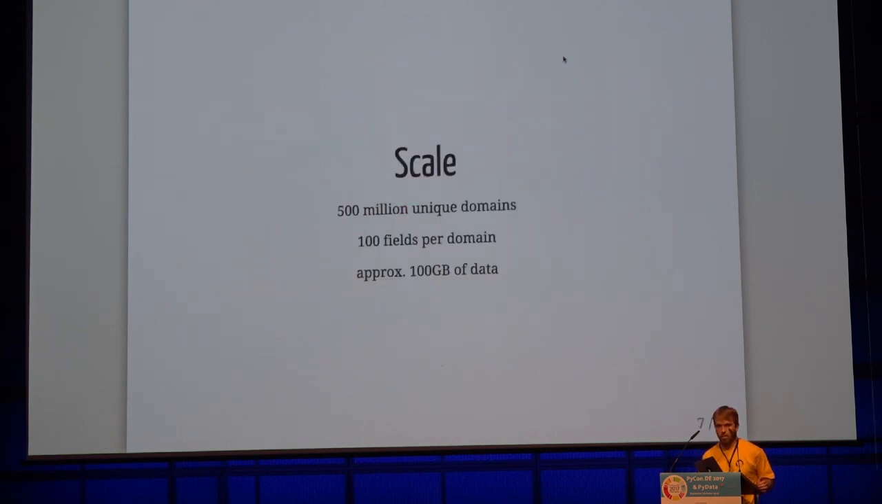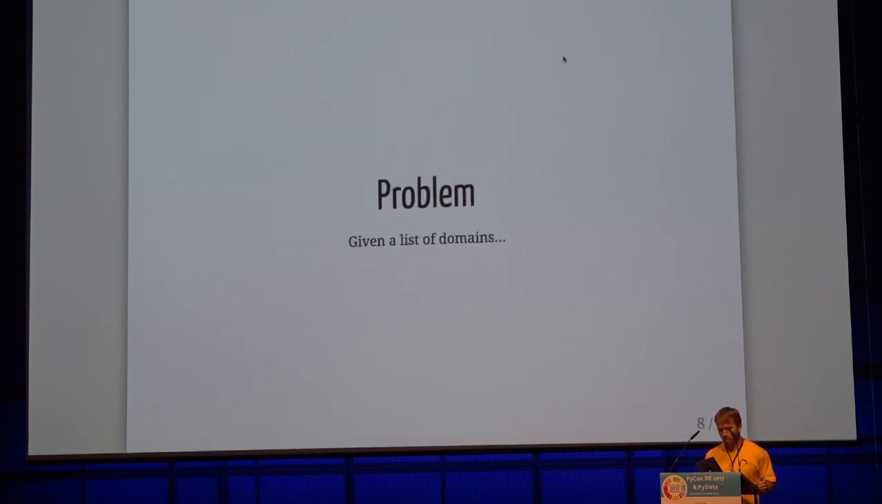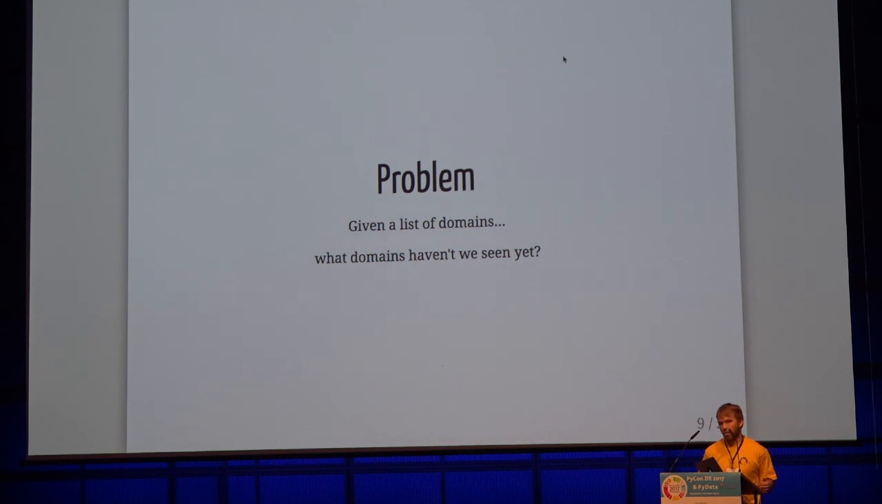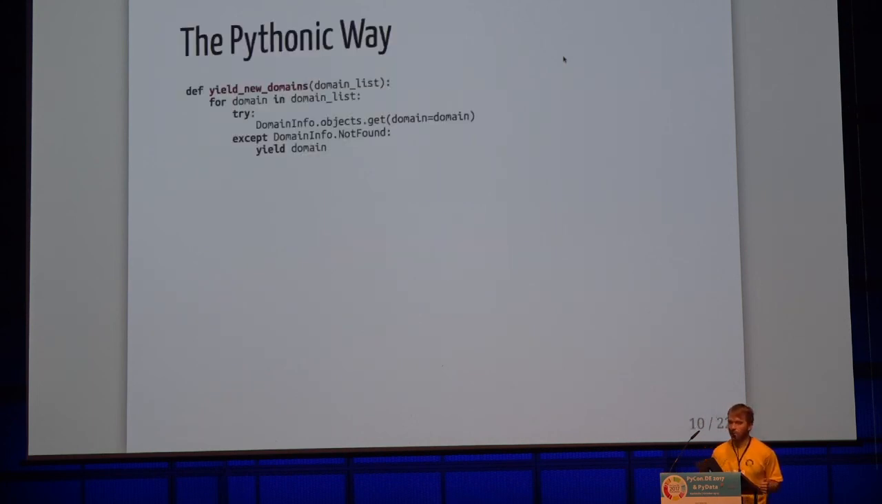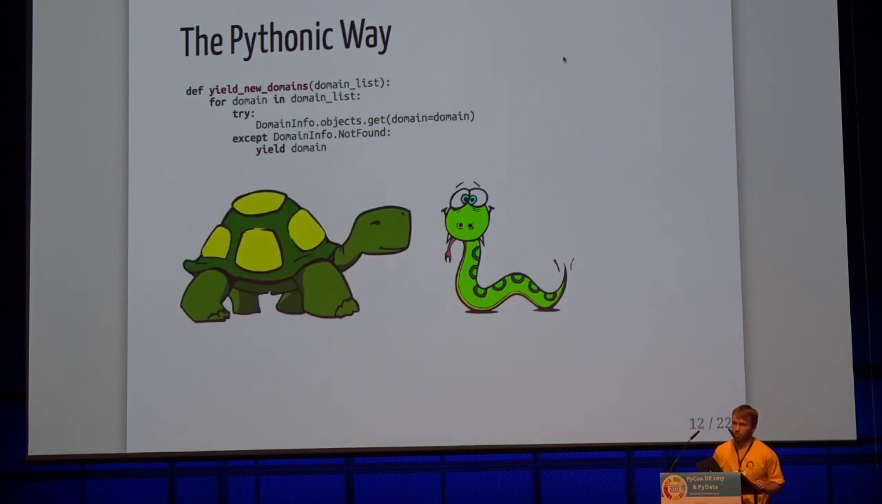So in terms of scale, I typically handle around 500 million such domains. For each domain, we collect about 100 attributes, and this adds up to about 100 gigabytes of data, give or take. So one of the problems that we've recently had to deal with and which inspired this talk is, given a list of domains, how do we find out domains we haven't seen yet? So the Pythonic way to do this, it's quite trivial and it's very idiomatic code, is you step through the database and you see what you have and what you don't, and you keep the stuff that you don't have. This is very Pythonic, but it's also extremely slow, and if you're doing it on hundreds of millions of records, you take a lot of coffee breaks, and it's not a lot of fun.